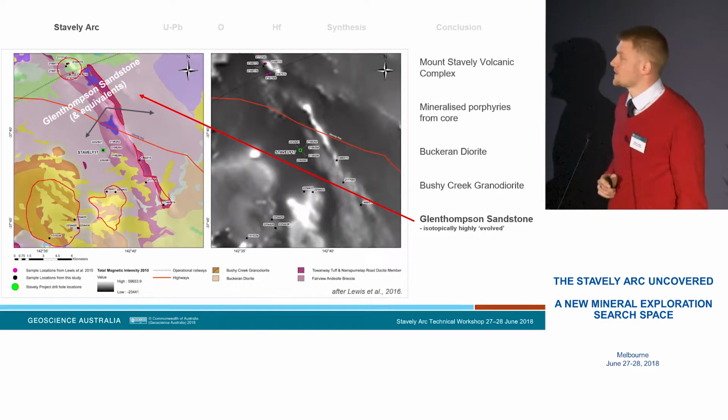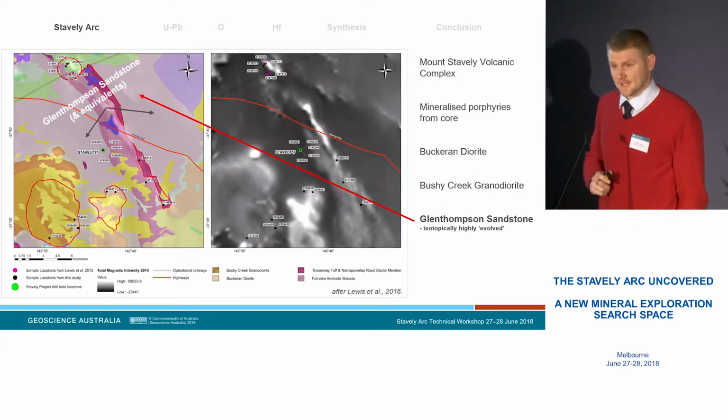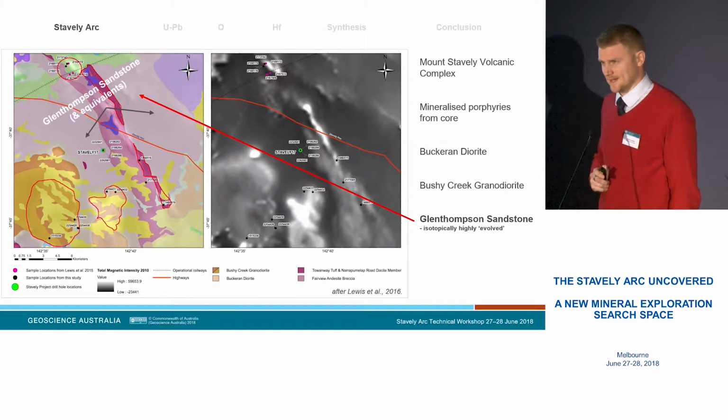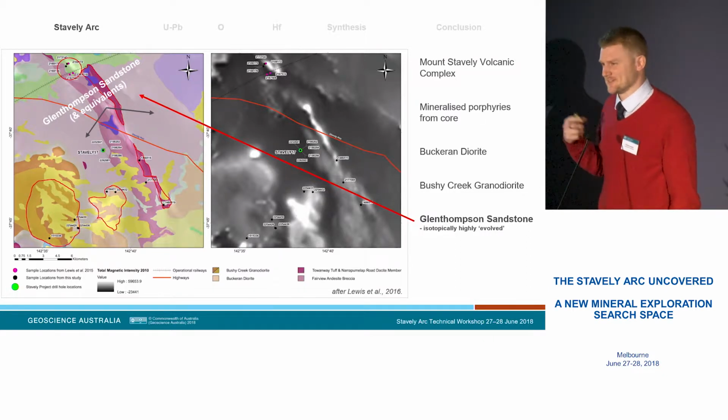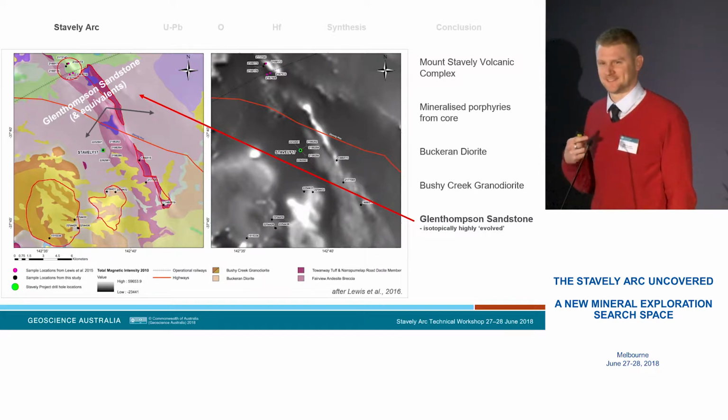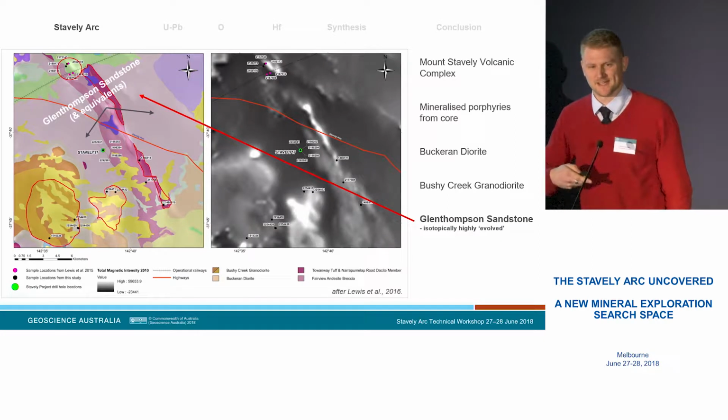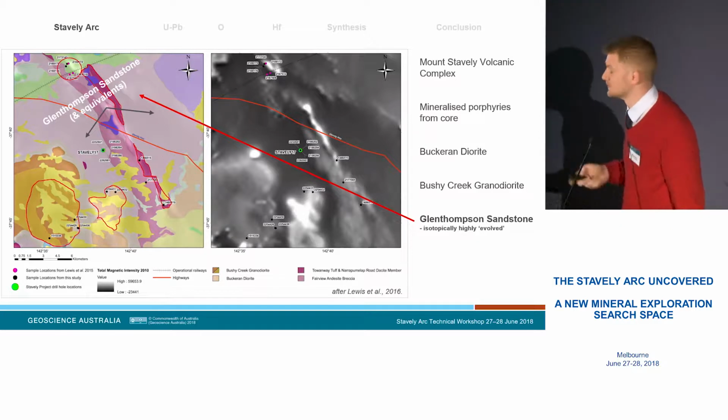We do have some geochronology on the Glen Thompson sandstone. That's in the reports, but I'm not going to talk about that today. But I will just mention now, it is isotopically highly evolved, and I'll explain what that means and what implications that has for the other samples.